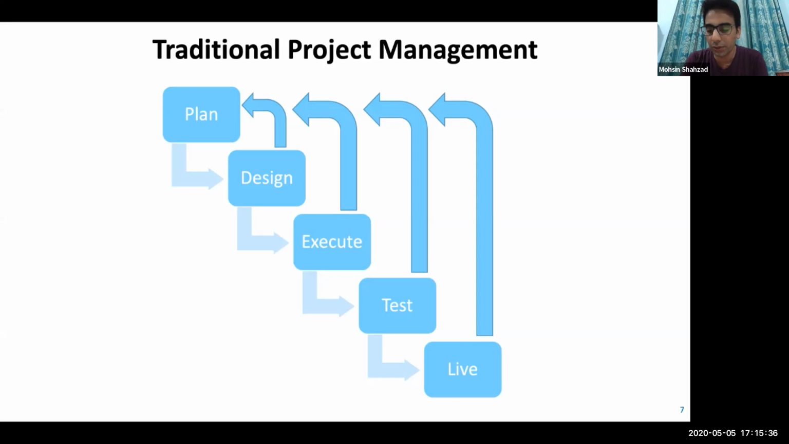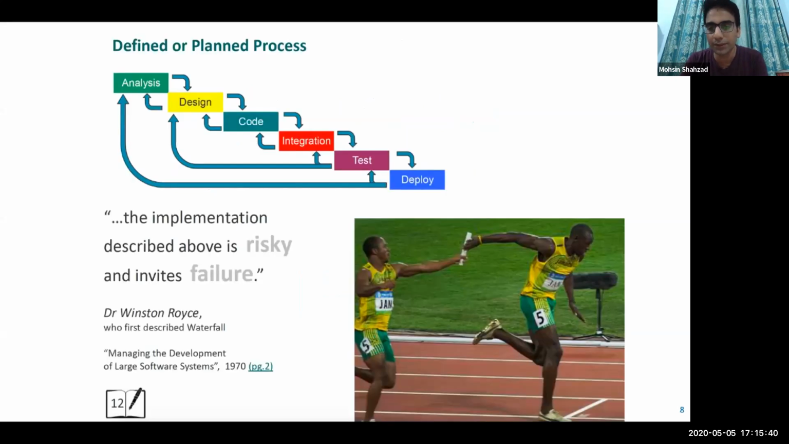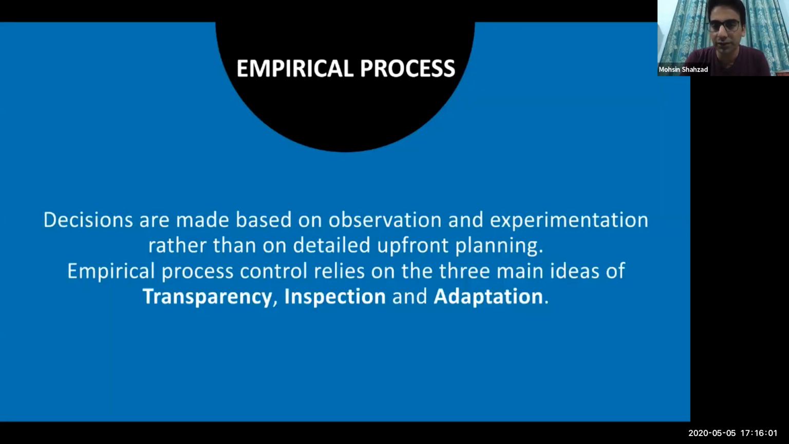So how is Scrum coping with or addressing all these challenges? The waterfall is a defined or planned process where everything is planned, or predefined. This is the reason the implementation described above is risky and invites failure. So let's move on to the framework, the solution that we have.